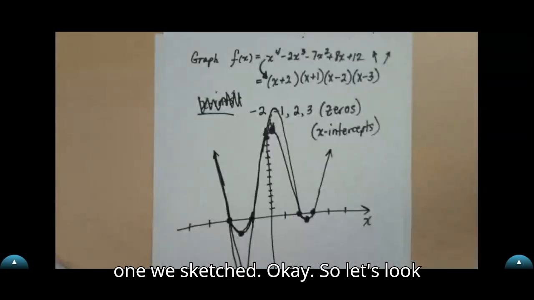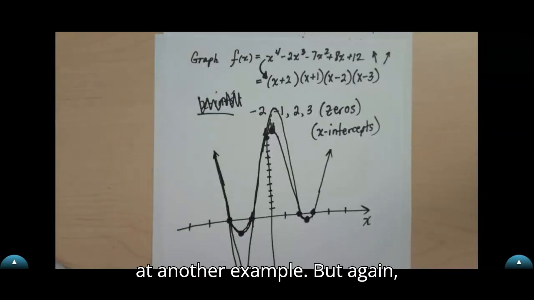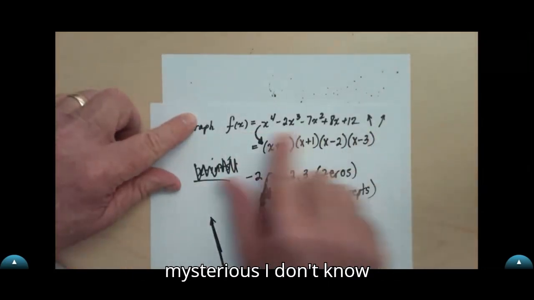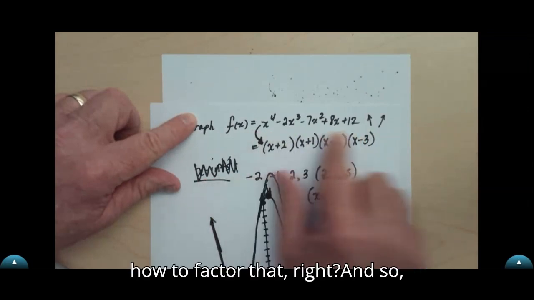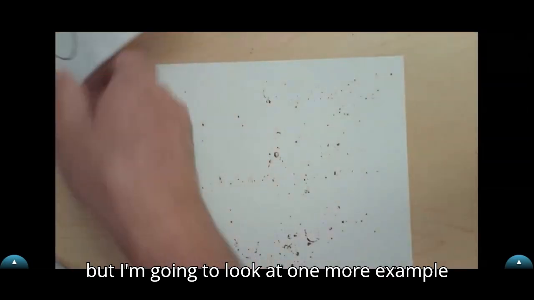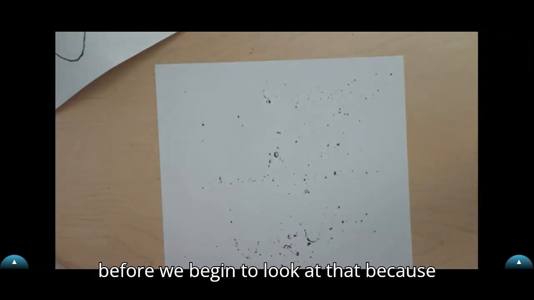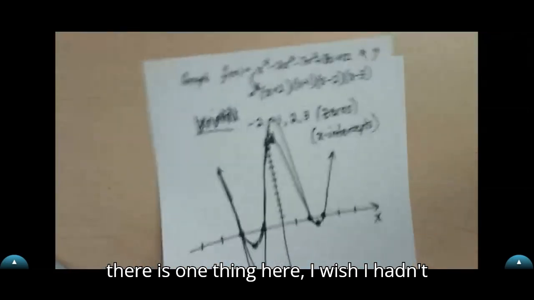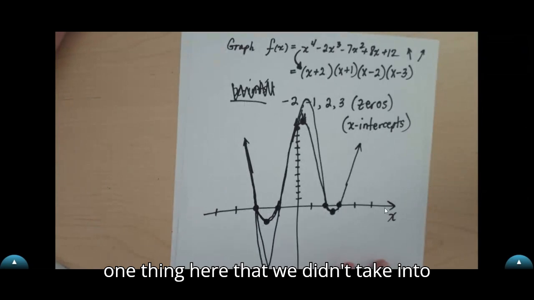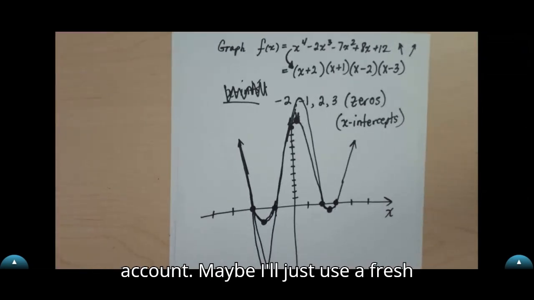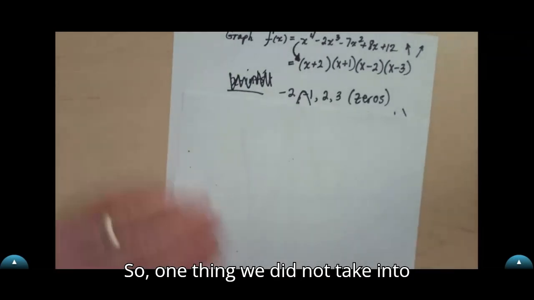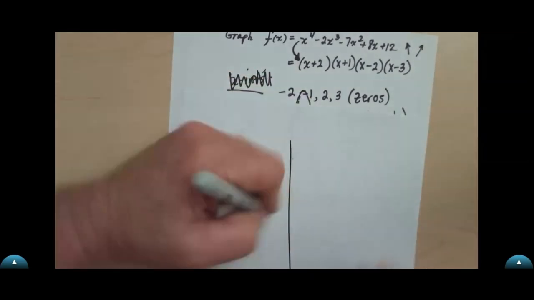Okay, so let's look at another example. But again, remember the trick is this kind of mysterious, I don't know how to factor that, right? But I'm going to look at one more example before we begin to look at that, because there is one thing here that we didn't take into account. Maybe I'll just use a fresh sheet of paper and do that real quick. So one thing we did not take into account when we graphed the thing.